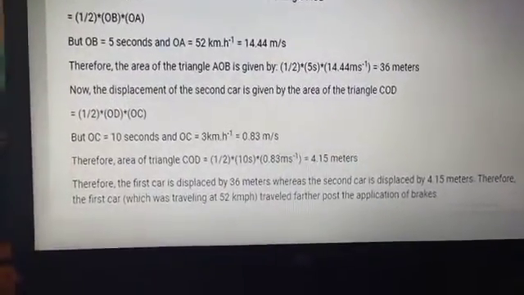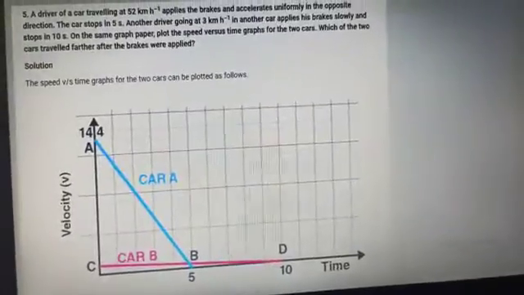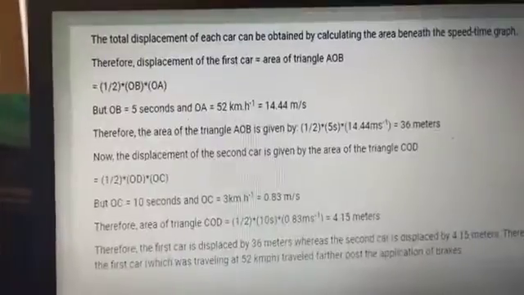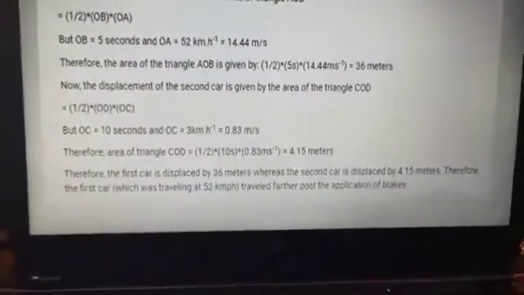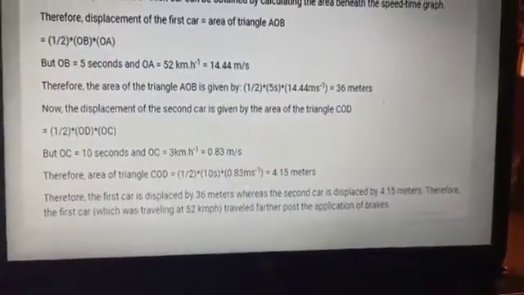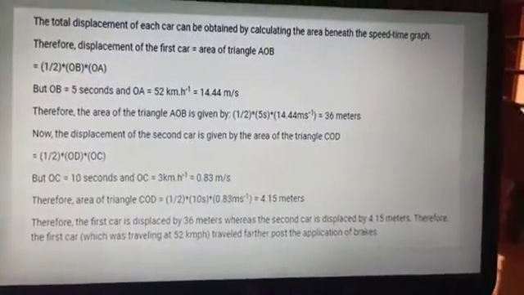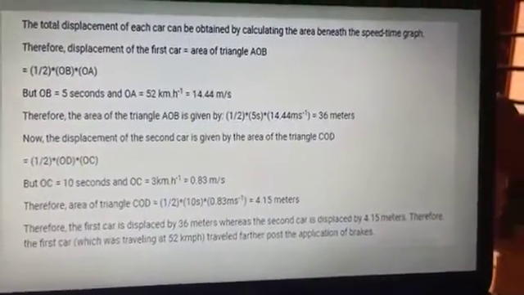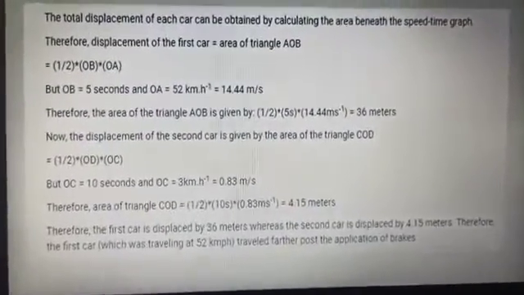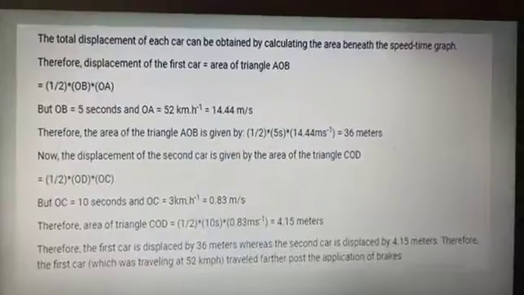And then the displacement of the second car is given by the area of the triangle COD, a very small triangle. So that one again half into base into height, 4.15 meters square. So therefore the first car is displaced by 36 meters and the second car is displaced by 4.15 meters. Therefore, the first car has traveled more even after applying the brakes.